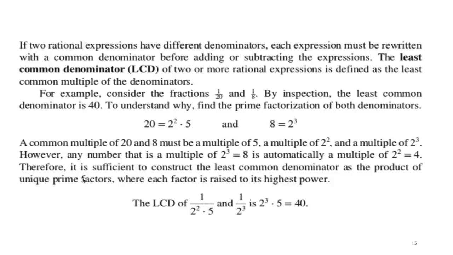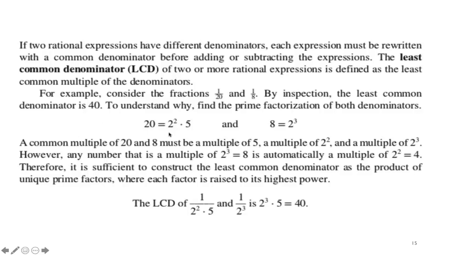Now when you have two fractions that have different denominators, we have to try to find a common denominator. In fact, the best denominator to find is the least common denominator, or the LCD. For example, you have 1 over 20 and 1 over 8. 20 and 8 are not the same, so we have to find the least common denominator, which is 40 in this case, so that we can make the denominator be 40, and then we can add or subtract. To understand how this works, let's look at this example.